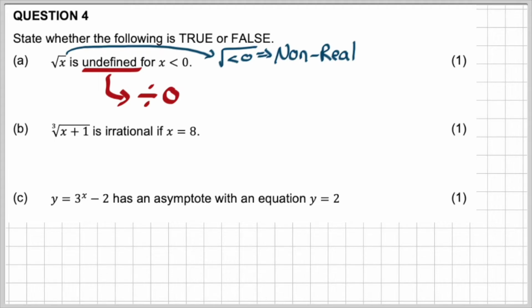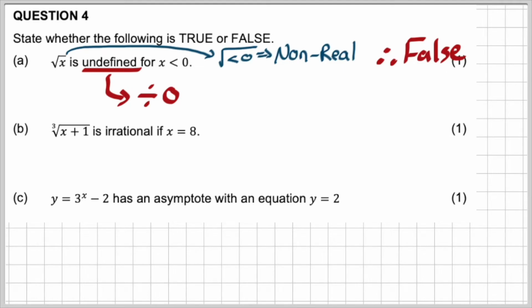But nowhere in the maths world can we divide by zero. Maybe one day some person will find a spot in the maths world where we can divide by zero, but we haven't found that. So it goes against the definition of all the maths that we know. So is the root of x undefined when x is smaller than 0? No. So this is false. Please be careful, especially in grade 11 and 12. We are going to throw you with these questions. Is it non-real? Is it undefined? You've got to know the difference.